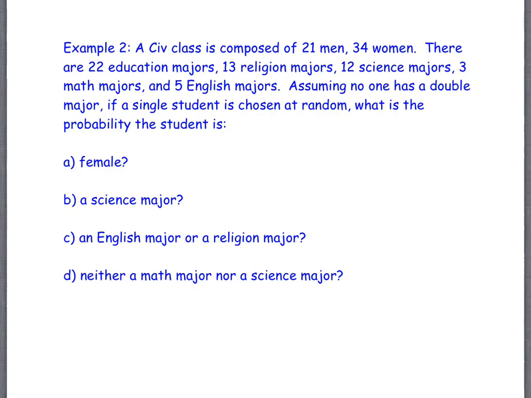Yeah. So if we had, for instance, someone who was an English and a religion major, if they had both of those, then the problem would be that we couldn't sort of say, oh, there's 13 of these and there's 5 of these, so there's 18 total people, right? Because somebody would have been counted in both of those lists. So the fact that there's no double majors is a really helpful piece of information that allows us to know that we're not going to have double counts.